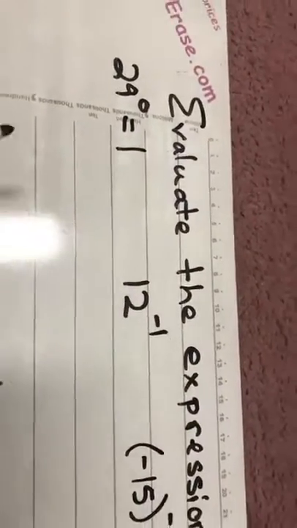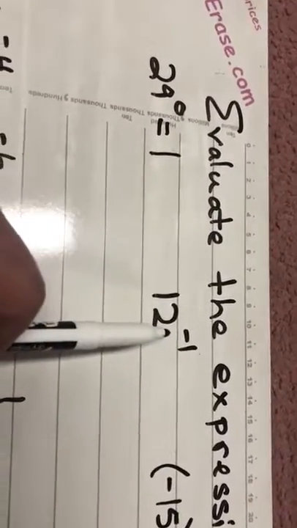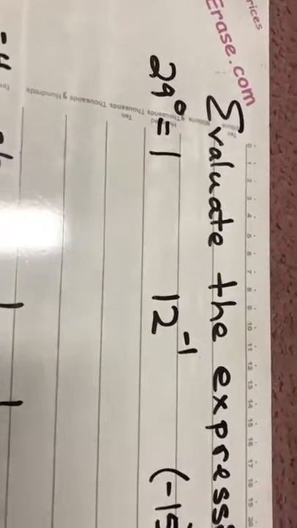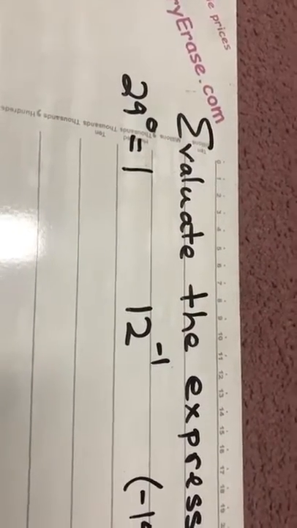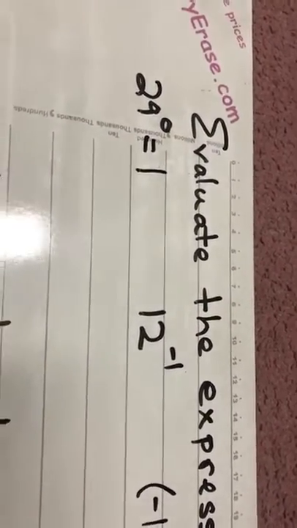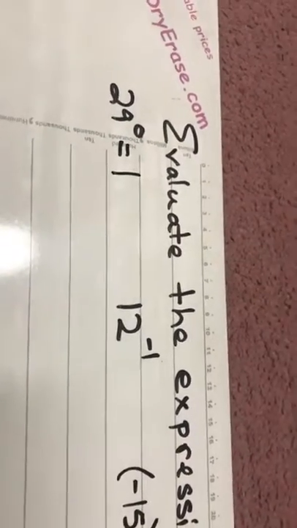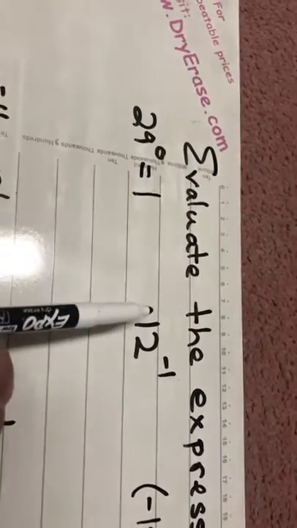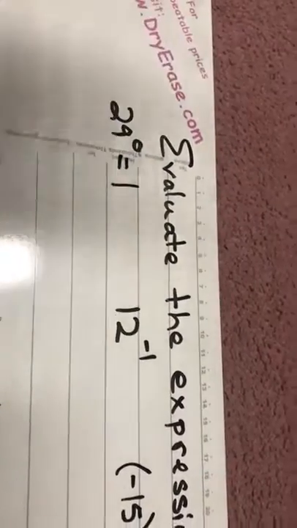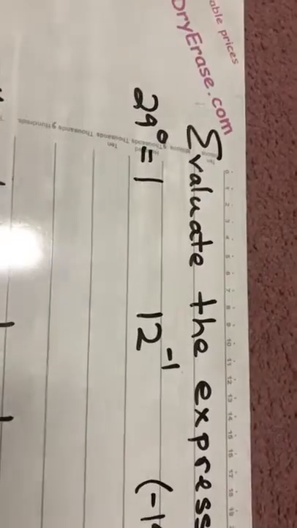Now 12 to the power of negative 1. Whenever we have a negative exponent, I want to make sure we understand that that does not mean that it is a negative number. When we have positive exponents, the number gets exponentially bigger. When we have negative exponents, this is still going to be a positive number. It's just going to get exponentially smaller.